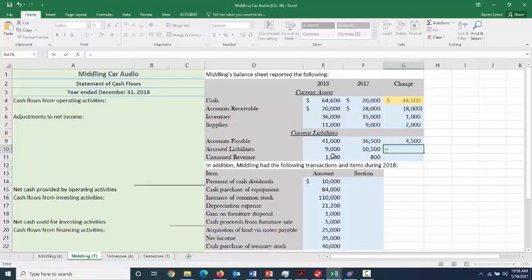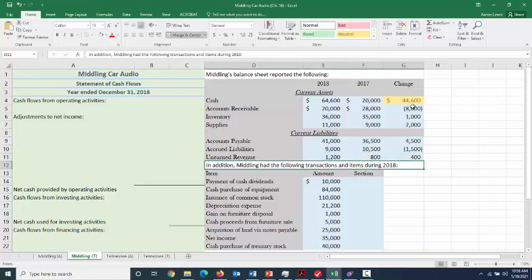Accrued liabilities, things like salaries payable, interest payable, utilities payable, etc., are $9,000 on our current balance sheet. We reported $10,500 worth of accrued liabilities at the end of the prior period. That means that Midling Car Audio's accrued liabilities decreased by $1,500 from the prior period to the current period. And for unearned revenue, we are currently reporting $1,200 of unearned revenue on our books against the $800 that we reported last time, which means unearned revenue has increased by $400. And we're going to use these eventually in the adjustment section to our net income. But let's figure out what section the rest of these items go in.